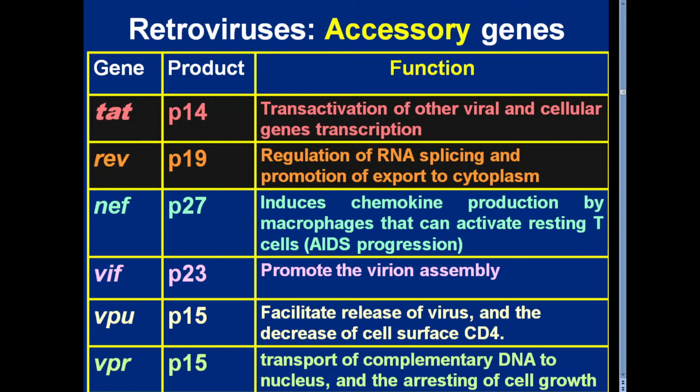These regulatory genes and regulatory proteins regulate the replication strategy of viruses and host cells. For example, TAT, transactivation, regulates viral and cellular gene transcription. REV regulates RNA splicing and promotes export of RNA to the cytoplasm. VIF promotes virion assembly. That's why all of these are regulatory genes which produce regulatory proteins, which regulate the strategy of viruses and host cells.